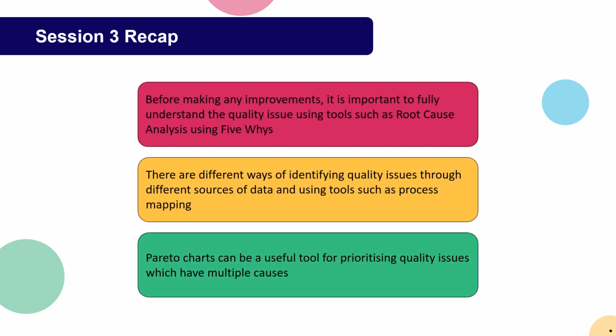Session 3 Recap. Before making any improvements, it is important to fully understand the quality issue using tools such as root cause analysis using 5 Whys. There are different ways of identifying quality issues through different sources of data and using tools such as process mapping. And finally, Pareto charts can be a useful tool for prioritising quality issues which have multiple causes.